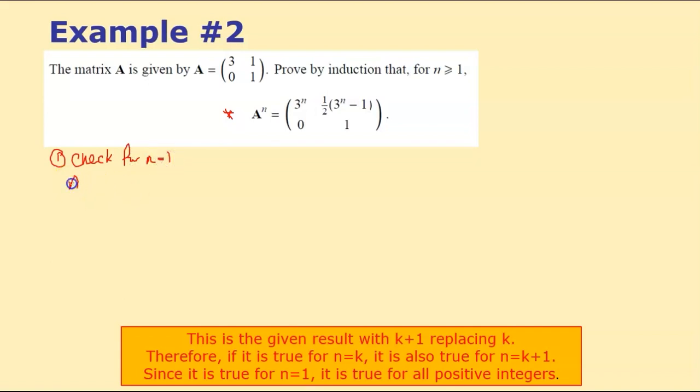So I write a to the 1 equals 3 to the 1, a half of 3 to the 1 minus 1. And notice I'm showing my working out because I want to make sure I get all the marks. That's a 0, that's 1. And what's that give me? That gives me 3. Interesting, that's right. Now 3 to the 1, I'm doing the brackets first, is 3, minus 1 is 2. A half of that is 1. 0 and 1, true. So this is true for n equals 1. Tick. So I've done the first step.